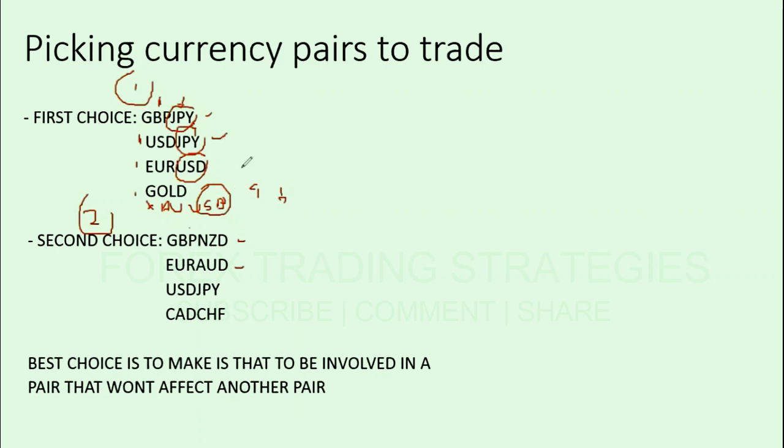We saw on the previous page that if gold goes up, the US dollar is going down. So imagine you're buying this and then you're buying this, meaning you're saying gold is going up and the US dollar is going up too. That doesn't make sense. Even though it's possible, and your analysis can provide you something like that, can you see what that means? The second choice is the best, because your choices don't affect another pair.